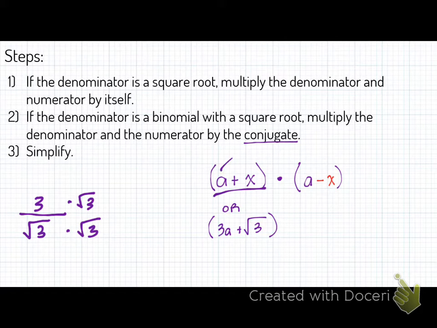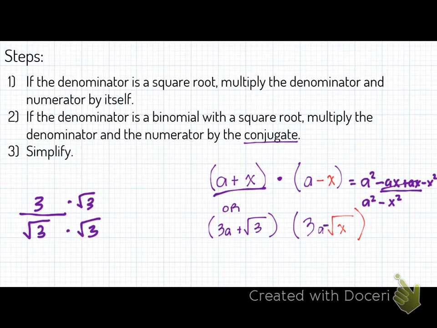If we multiply these, a times a is a squared, right? A times negative x is negative ax. x times a is going to be positive ax. And then x times negative x is negative x squared, right? If I look at these two terms in the middle, they cancel out. So really, we could have just squared the first term, squared the last term, and put a minus sign in the middle. Super easy.